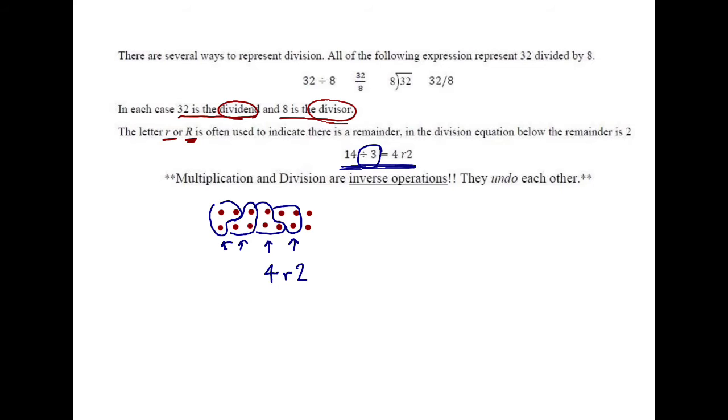Okay, and lastly on this page, this is incredibly important. Multiplication and division are inverse operations, so they undo each other. You check a multiply problem by dividing, and you check a divide problem by multiplying.